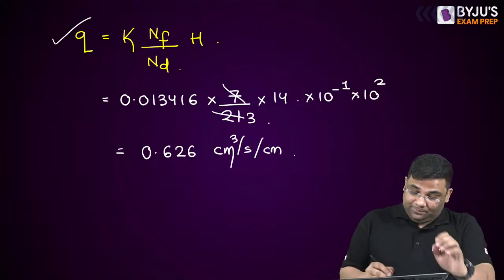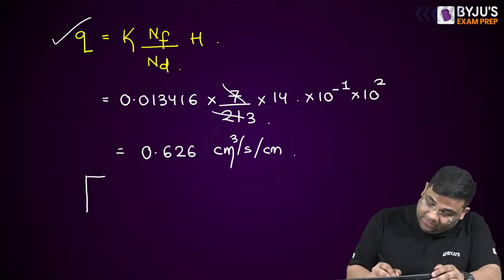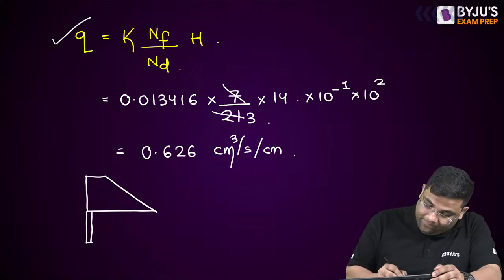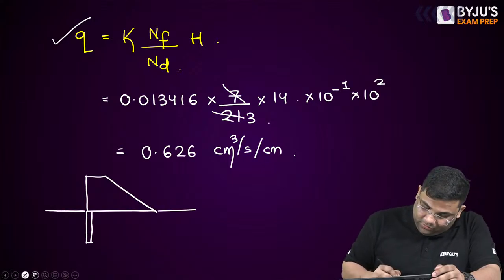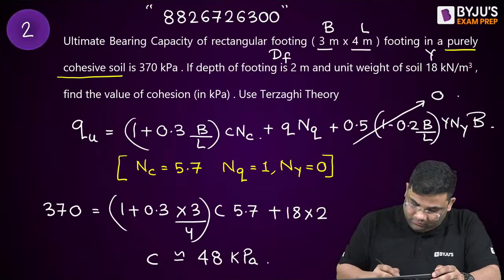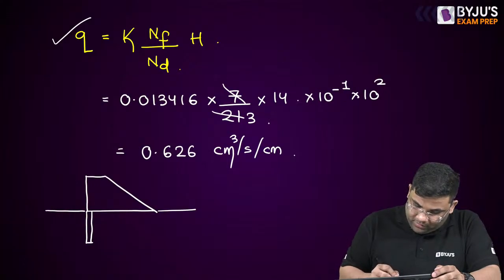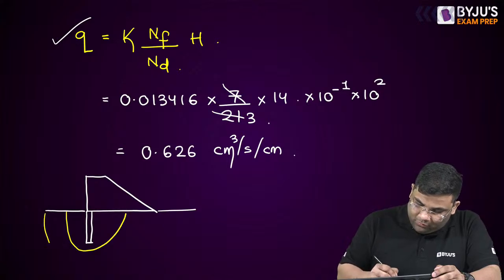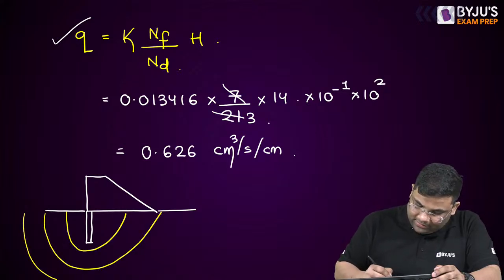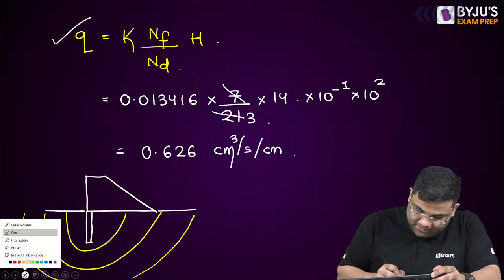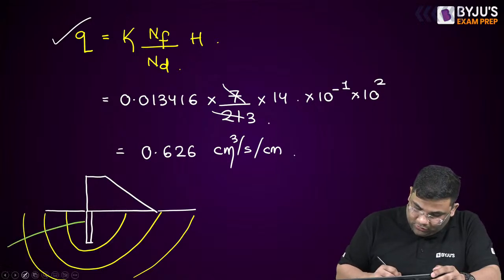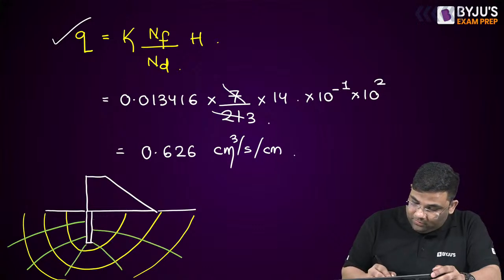What is exit gradient? Suppose this is the dam here. I'm just giving an example, it's not the exact diagram. So these are the flow lines. Flow channels will be like this, like this, like this. I am not drawing a part of it. And there will be equipotential lines also, right? Equipotential lines will be like this. Yes, so now see.